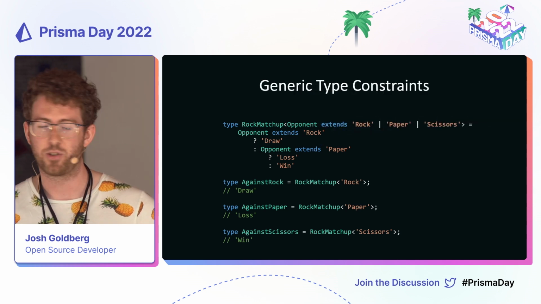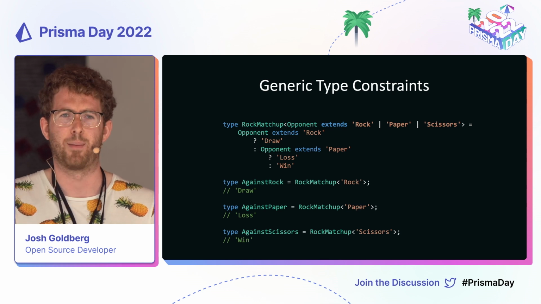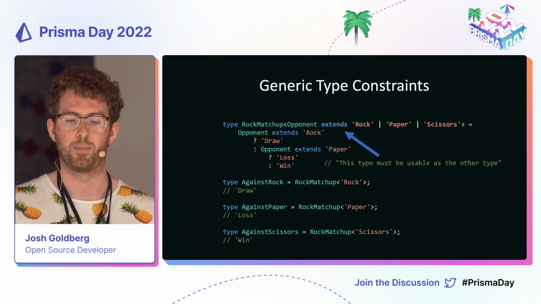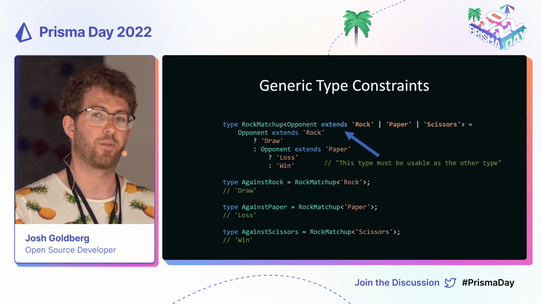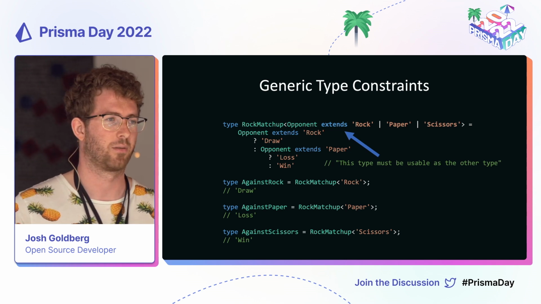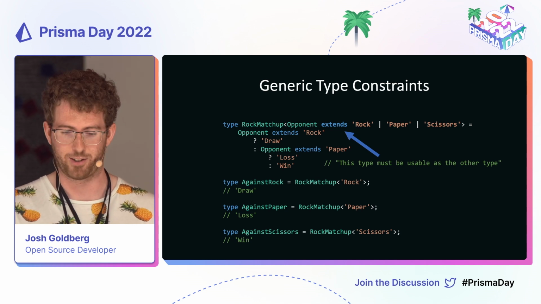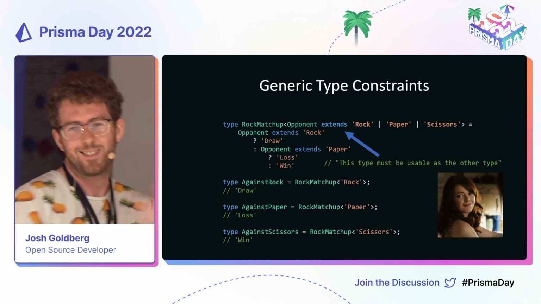And fun fact, you can constrain your generic types. It's kind of like saying that a parameter is a particular type rather than any. Here we're saying that the opponent is only allowed to be rock, paper, or scissors. So fun fact, if you ever want to play rock, paper, scissors in the type system, first of all, don't. Second of all, this is how you could do it. Cool.